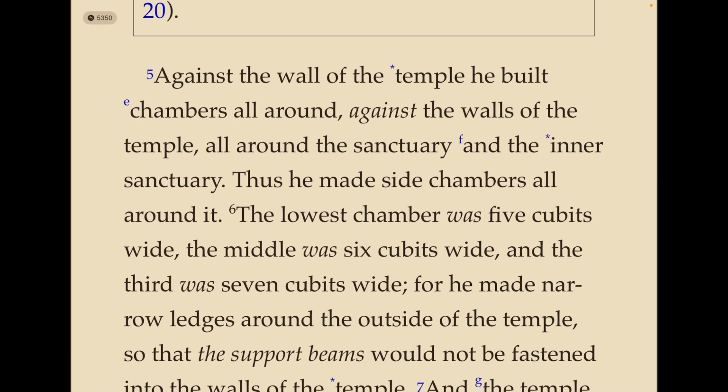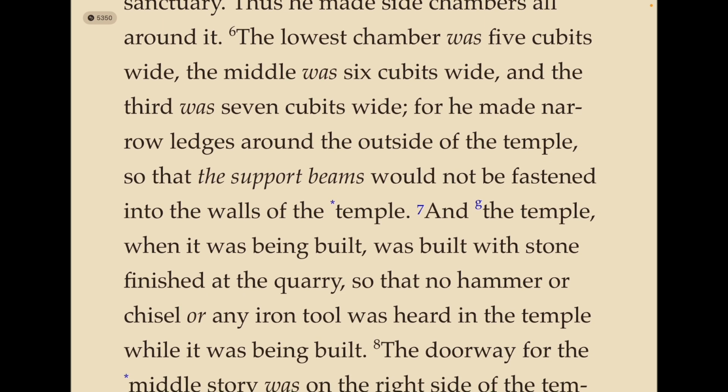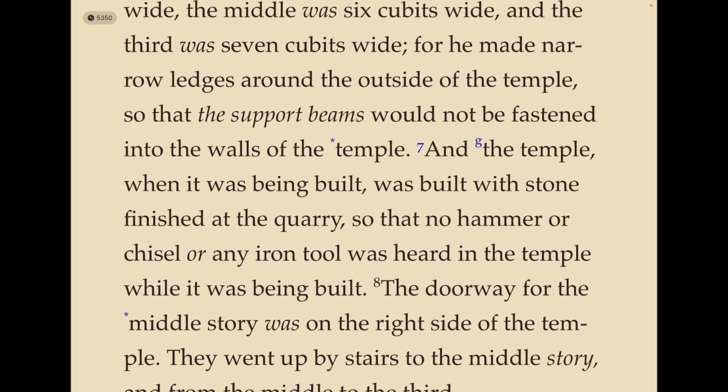Against the wall of the temple he built chambers all around, against the walls of the temple, all around the sanctuary and the inner sanctuary. Thus he made the side chambers all around it. The lowest chamber was 5 cubits wide, the middle was 6 cubits wide, and the third was 7 cubits wide. For he made narrow ledges around the outside of the temple, so that the support beams would not be fastened into the walls of the temple.